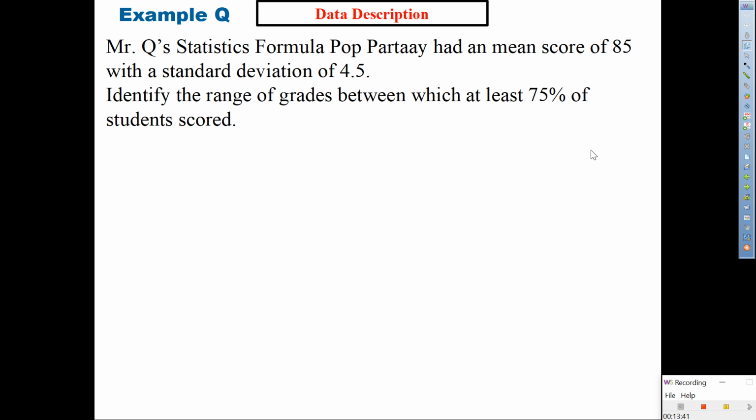Copy this, example Q. Mr. Q's statistics formula parte had a mean score of 85 with a standard deviation of 4.5. Identify the range of grades between which at least 75% of students scored. And this is pretty close to yesterday's scores. And you're writing that down? Okay, good.